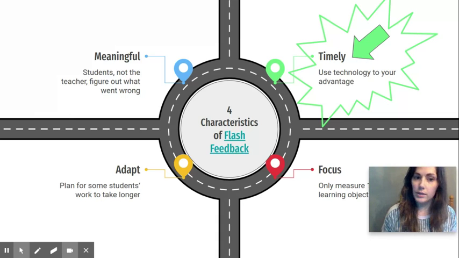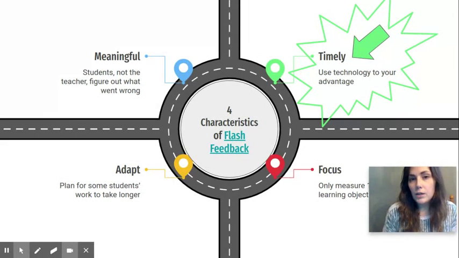Another characteristic is that it is adaptable. When you do flash feedback, you do need to plan for some students' work to take longer for you to grade and give feedback on. And that's just natural. Usually you'll know which students those will be. You already have it in your mind: oh, whenever this person's work comes up, I'm probably going to have to spend a little more time on it. And that's just the nature of giving feedback.